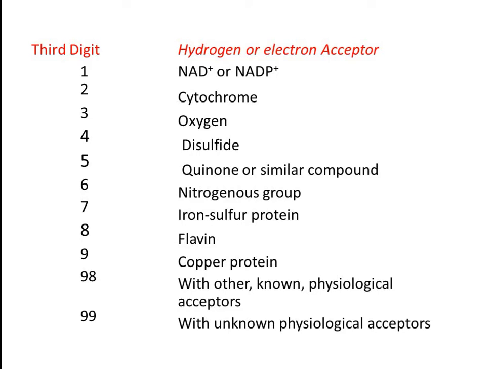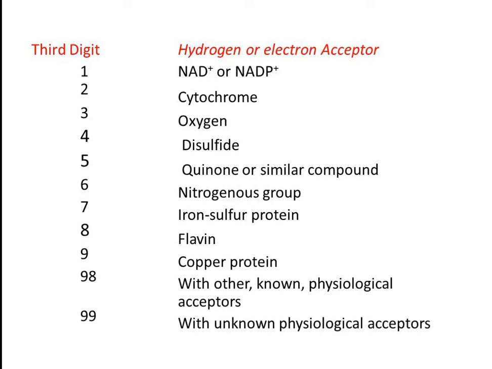If the third digit is 6, it indicates that nitrogenous groups are acceptors. If this third digit is 7, it indicates that iron sulfur proteins act as an acceptor. If the third digit is 8, then it indicates that flavins act as acceptors. If the third digit is 9, it indicates that copper proteins are acceptors.